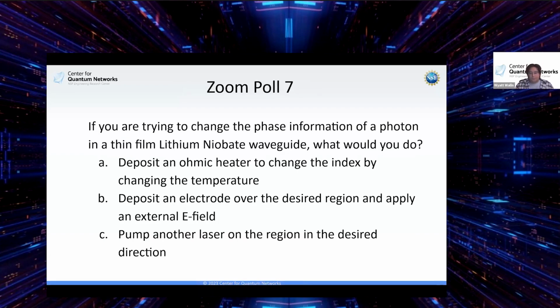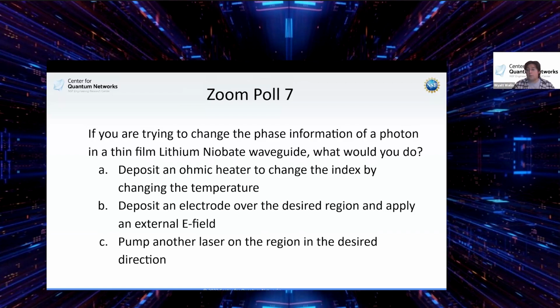Okay, and then with that, all right. This is a question that's kind of harkening back several slides ago. If you're trying to change the phase information of a photon with a thin film lithium niobate, what should you do? Should you A, deposit an ohmic heater on there in order to change the index by changing the temperature? B, should you deposit an electrode or electrodes, I should say, over a desired region and apply an external field to it? Or C, should you find another laser pump and then pump it in a region but in another direction?